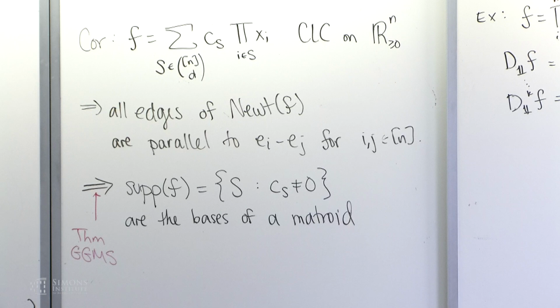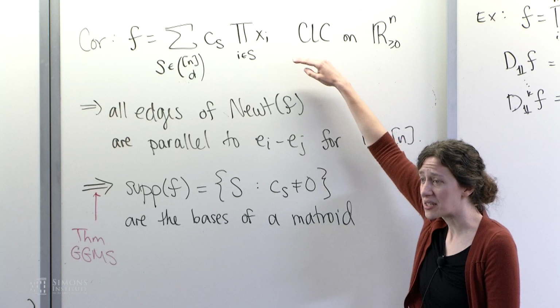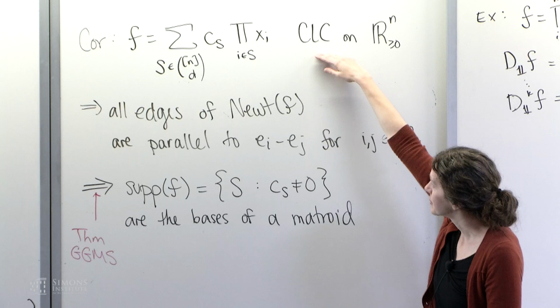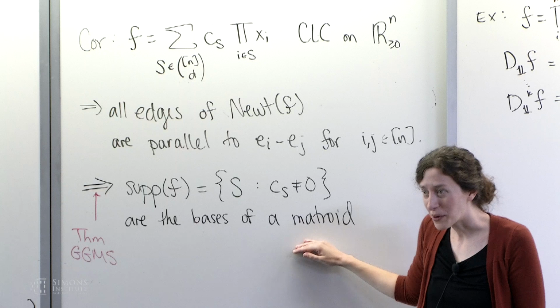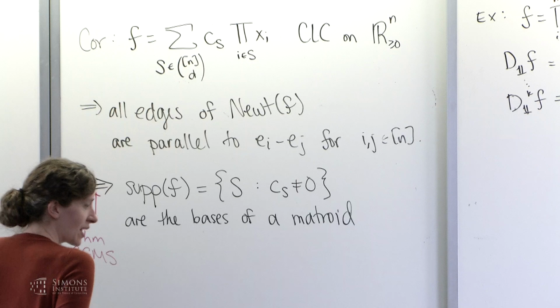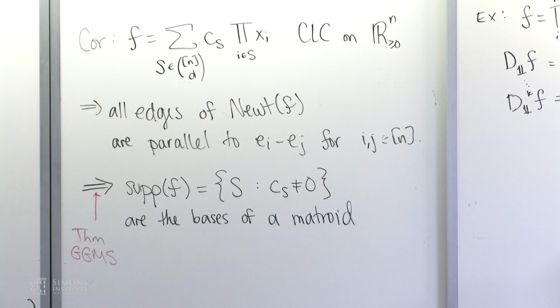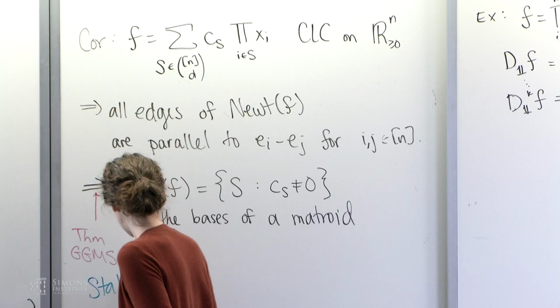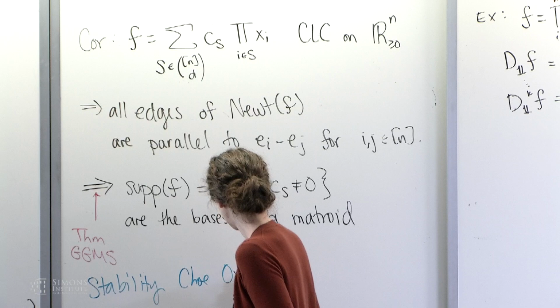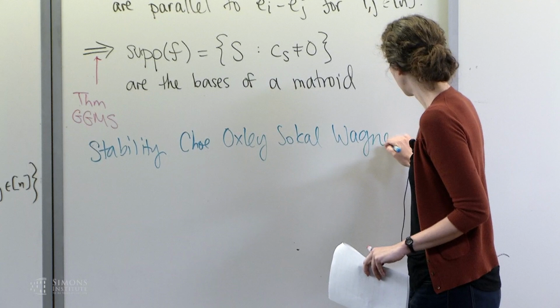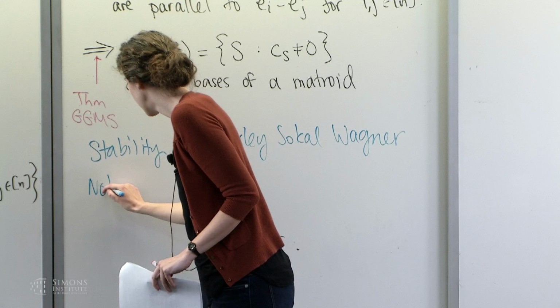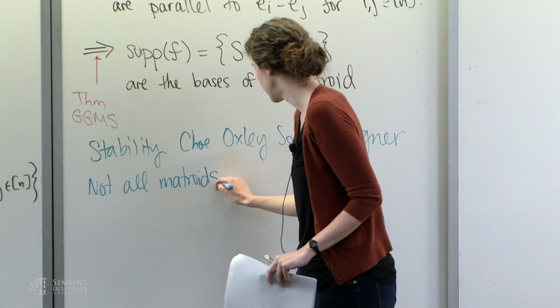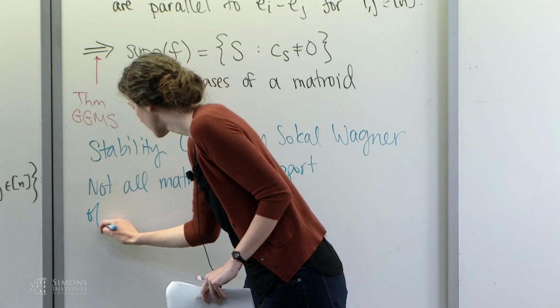In particular, for real stability, this was already known. This was done by Choe, Oxley, Sokal, and Wagner around 2004: if this polynomial is real stable, then the support of the polynomial is the set of bases of a matroid. And one of the slightly sad things that is true is that, for the stable version, not all matroids show up this way. Not all matroids are the support of a real stable polynomial.